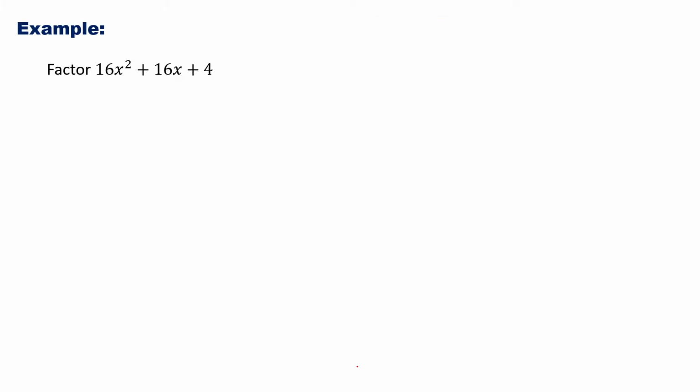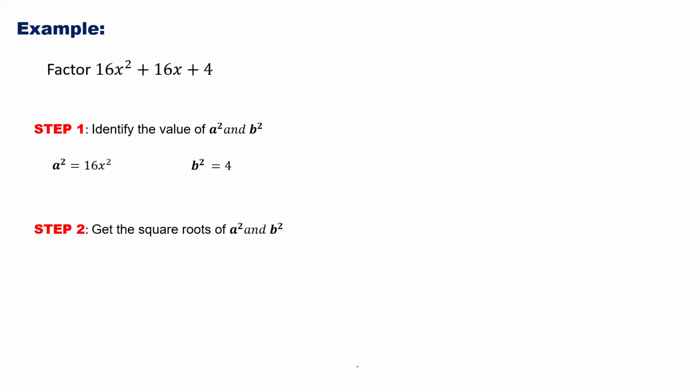Factor 16x squared plus 16x plus 4. Now, let us identify the value of a squared and b squared, the first term and the last term. Our a squared is 16x squared, and our b squared is 4, or the last term is 4. Step 2, let us verify if merong square root yung dalawang value natin, which is yung value ng a squared and b squared. So for a squared, let us get its square root. The square root of 16x squared.